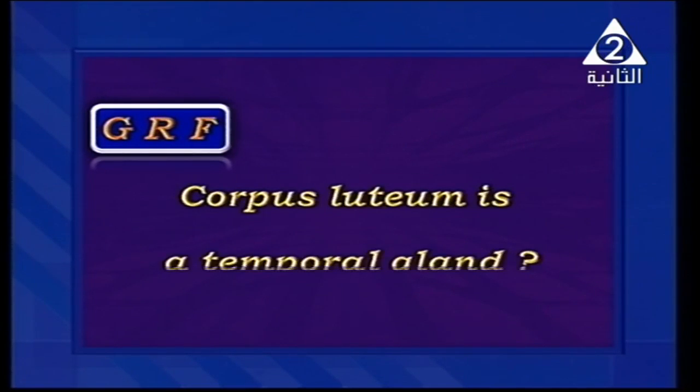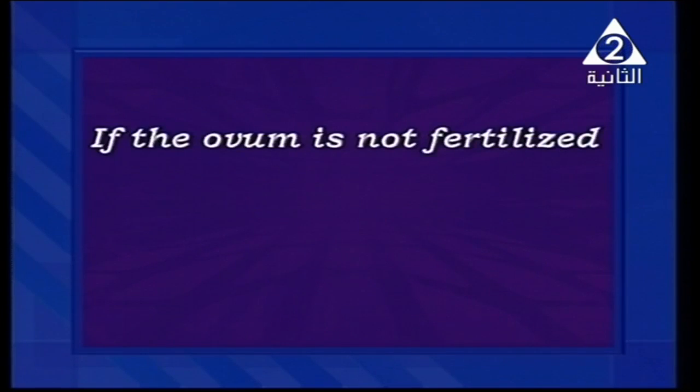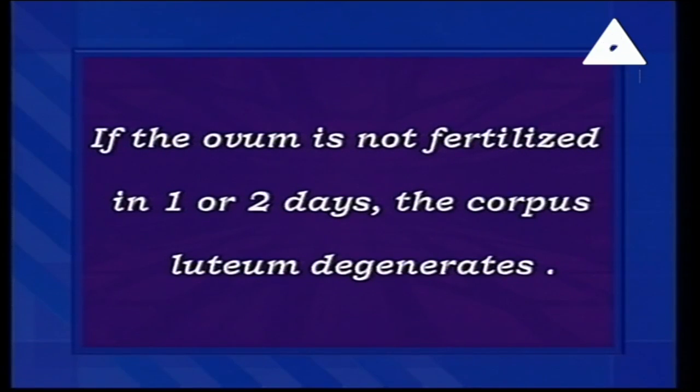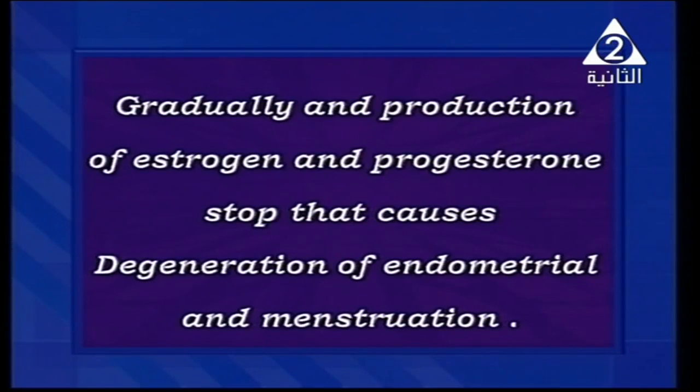And we have a give reason here, a very important question. The corpus luteum is a temporal gland. Temporal means what? Temporary. Okay, it doesn't take much time. It's not permanent, but just a temporary gland. If the ovum isn't fertilized within 1 to 2 days, what happens? The corpus luteum degenerates. Okay, so the production of estrogen and progesterone will stop, and that causes degeneration of the endometrium of the uterus, and menstruation happens.